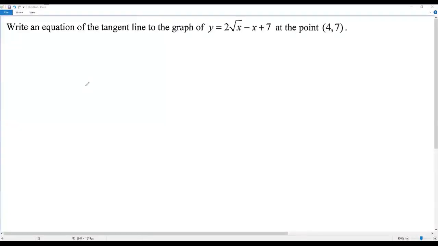Here we have an AP Calculus AB problem. Okay, let's go with the question. Write an equation of the tangent line to the graph y equals 2 times square root of x minus x plus 7 at the point (4, 7).